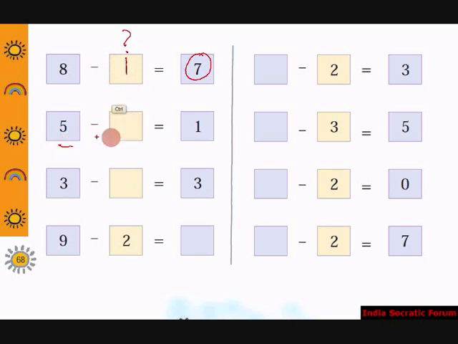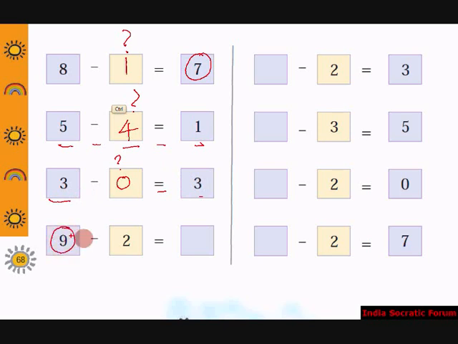How much needs to be taken away? So 5 minus what will be equal to 1? 5 minus 4 is equal to 1. Good. So, 3 minus what will be equal to 3? If you take away how much, the 3 will be 3? If you take away nothing, then 3 is left out of 3.